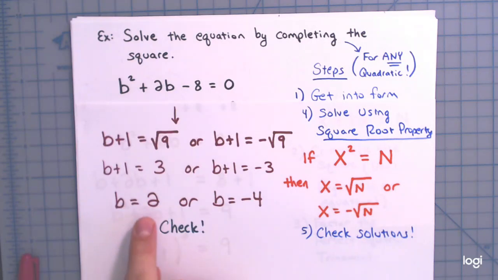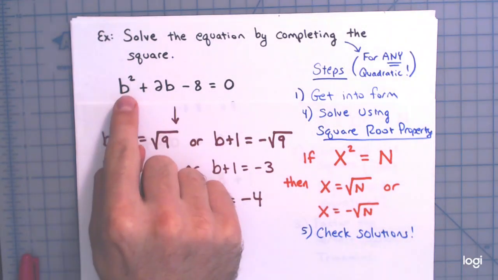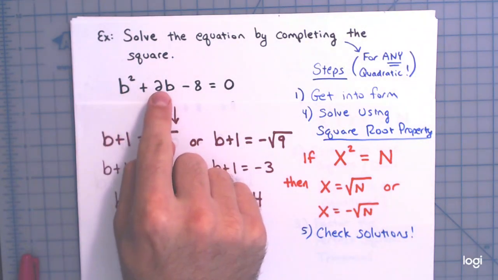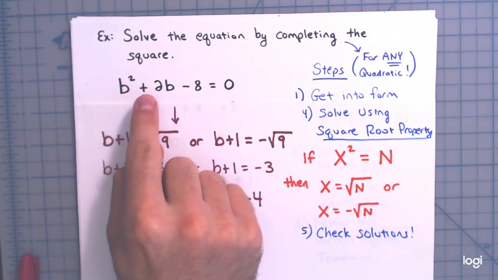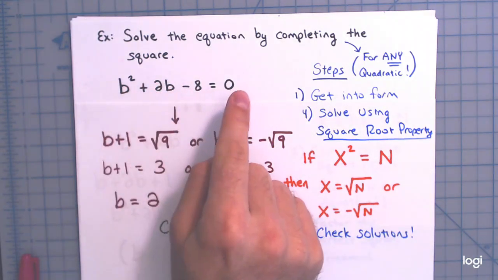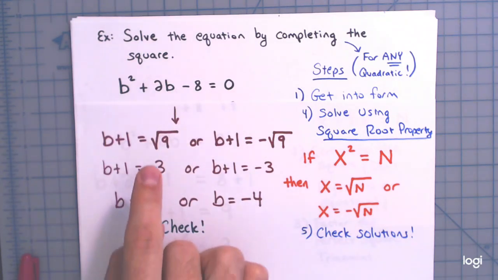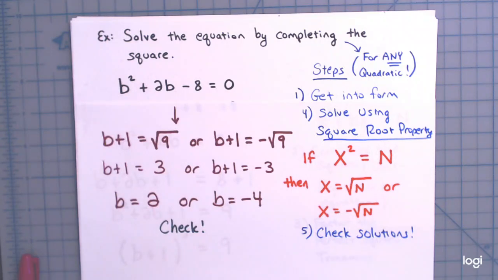How about 2? Put in 2 for b. This is the original equation. 2 squared is 4, 2 times 2 is 4, and we'd have 4 plus 4 is 8, and then you have minus 8 after. 8 minus 8 is indeed 0. So 2 is a good solution. It makes the original statement true: 0 equals 0.